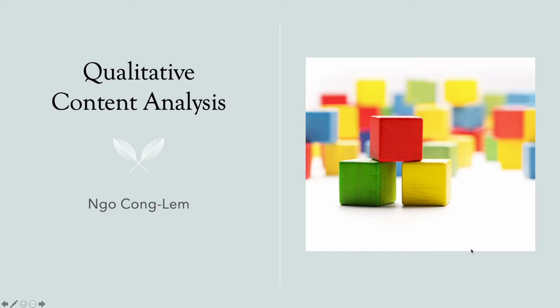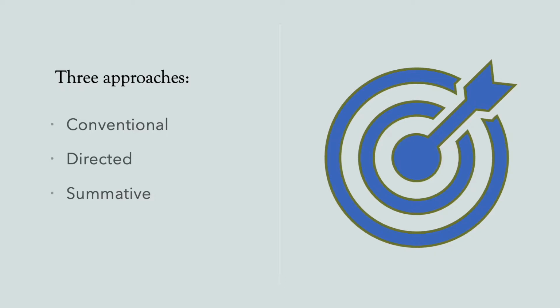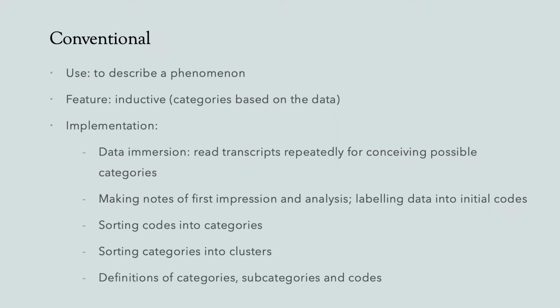Hello everyone. So in today's video, we're going to talk about three approaches for qualitative content analysis. They are the conventional approach, the directed approach, and the summative approach. The conventional approach is used mainly to describe a phenomenon. It is inductive in nature, that is, the categories are generated based on the data.